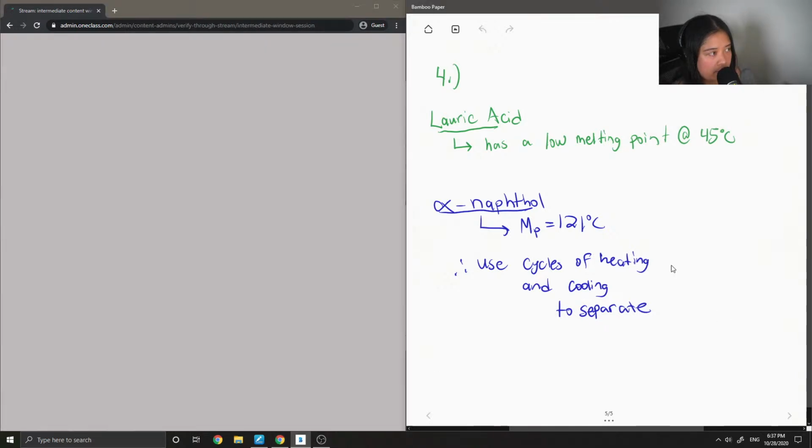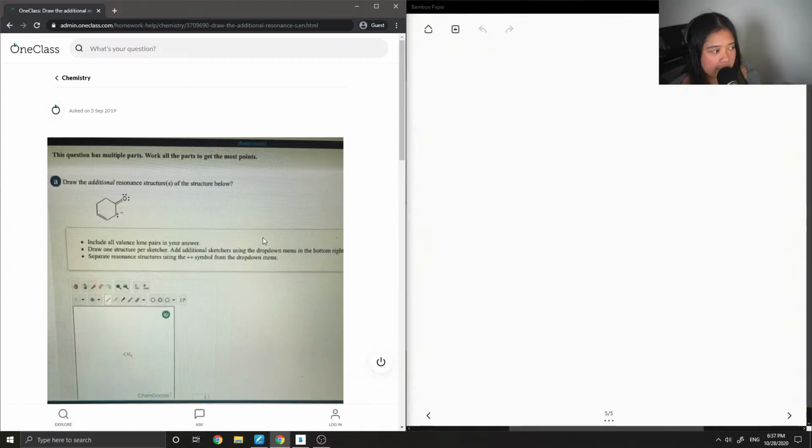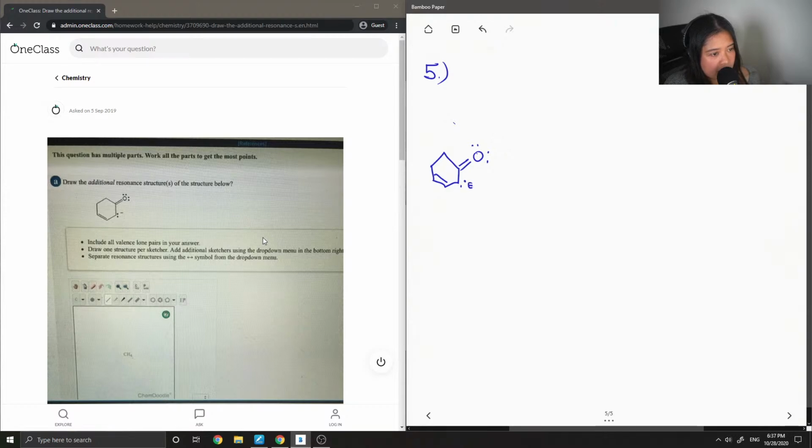And now let's move on to question number 5. Draw the additional resonance structures of the structure below. Okay, so for question 5, I'm going to draw out the structure that they gave us. It's like this cyclohexane-ish ring with a ketone, a double bond right here. And then you'll also notice a pair of electrons right there with a negative charge.